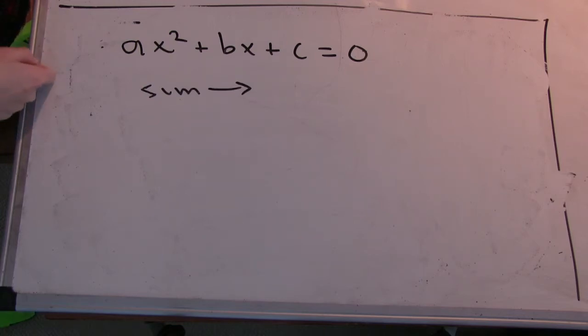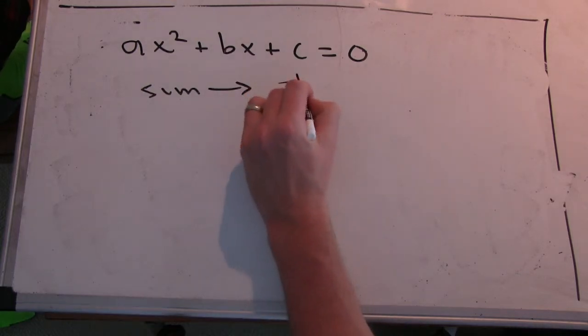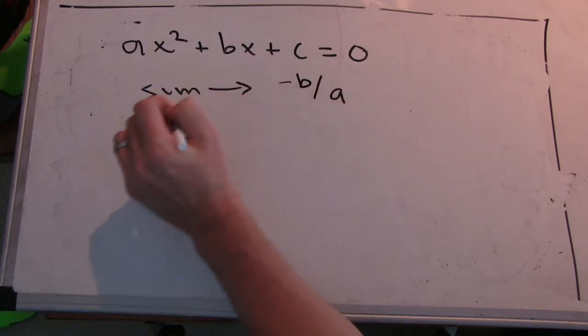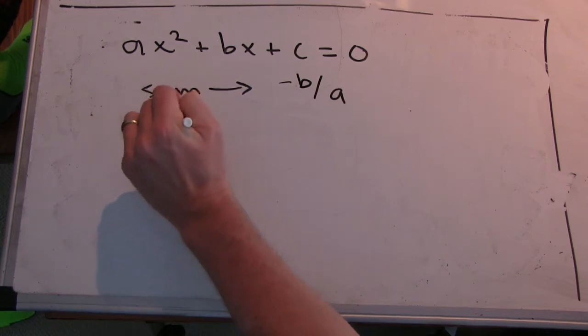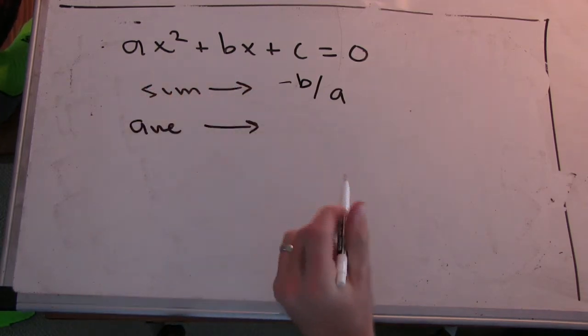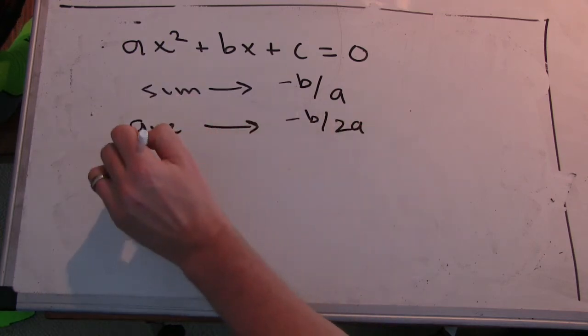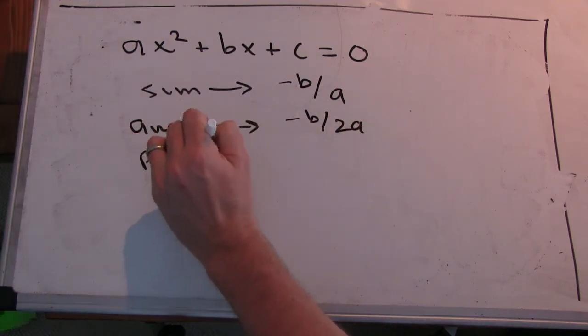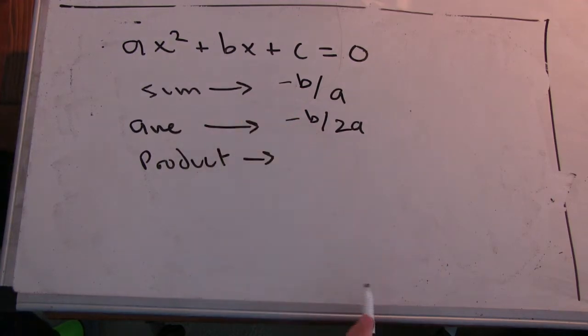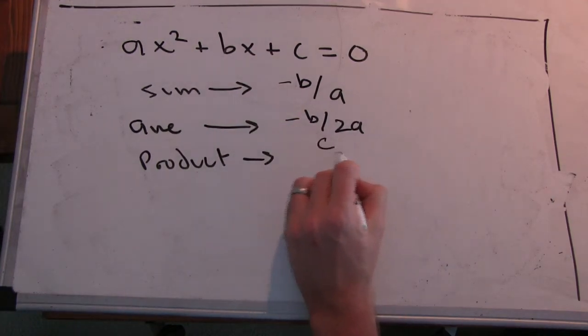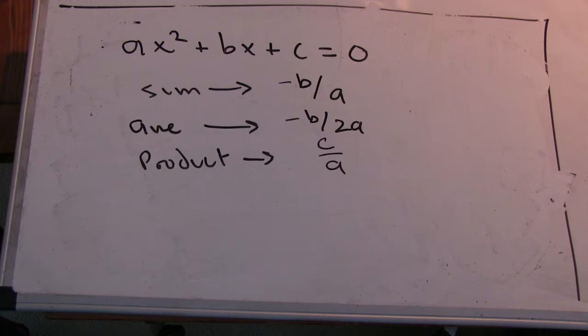So b over a. Negative b over a, yeah. So the average is negative b over 2a. And the product? C over a. Okay, and so what am I doing now?